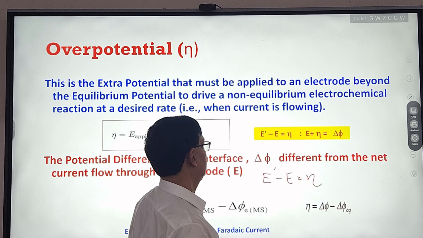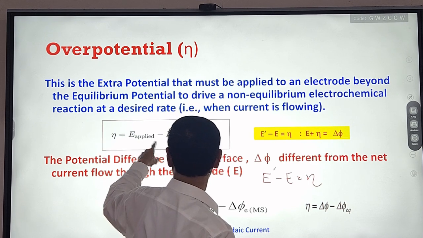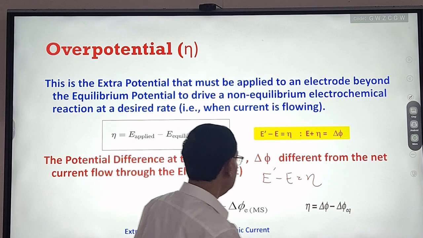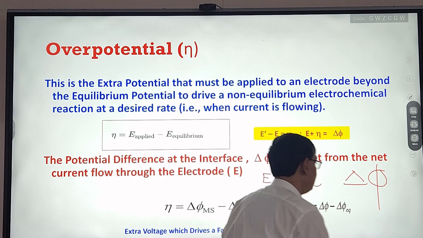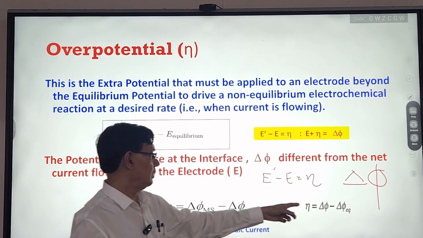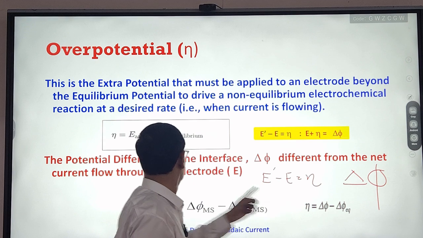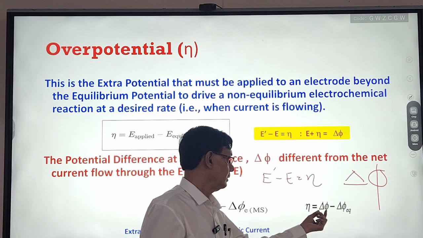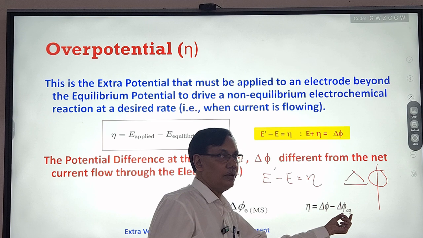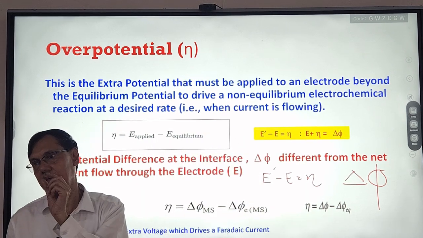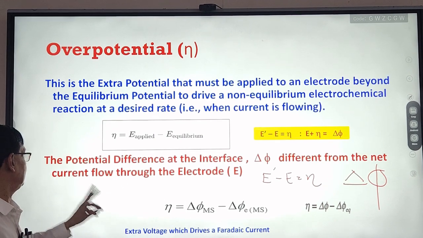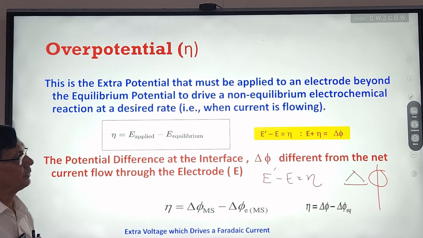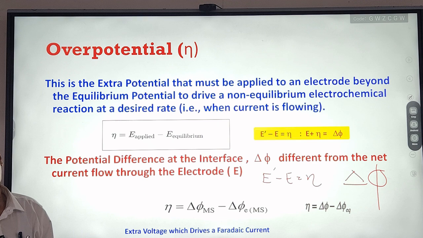Or in some cases, that E dash, that means E applied, because that is also important, applied voltage, applied potential. So eta you can also write as applied delta phi minus the equilibrium. That is the difference. फिर मैं आपको बार-बार बोल रहा हूँ, extra voltage. The potential difference at the interface, current flow to that electrode. And the relation, इन दोनों का जो relation है वही हमारा बटलर वोल्मर इक्वेशन है.